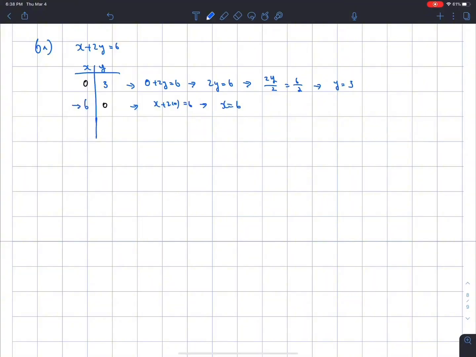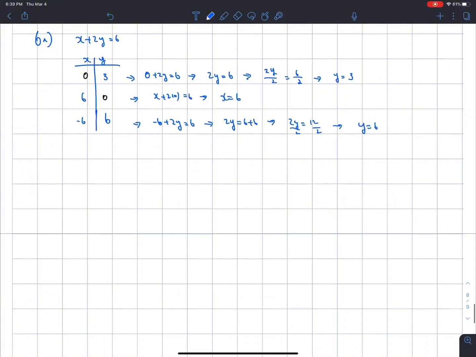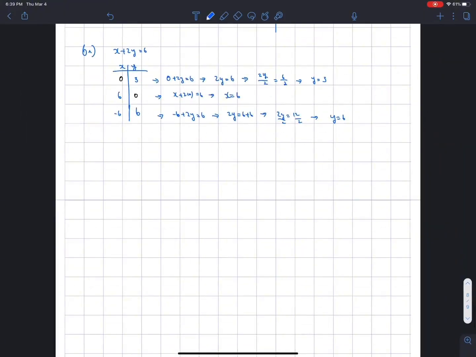Because I have a positive x value already, I'm going to let this be a negative x value. Usually I just let it be exactly the opposite from what I already have. So the opposite of 6 is negative 6. We get negative 6 plus 2y equals 6. So 2y equals 6 plus 6. 2y equals 12, and then just divide both sides by 2. We get y equals 6. There, now we have 3 points.